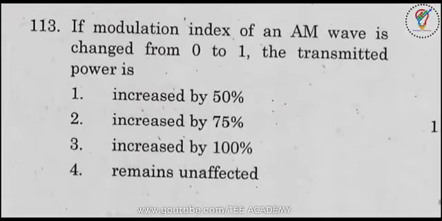If the modulation index of an AM wave is changed from 0 to 1, the transmitted power is. So the transmitted power is increased by 50% here. How it's going to happen, we'll see.